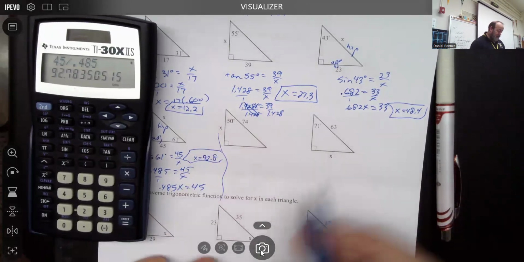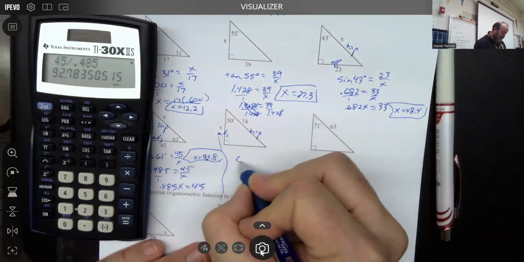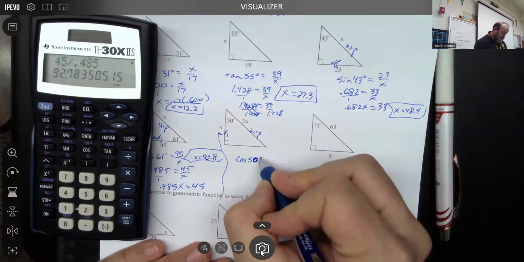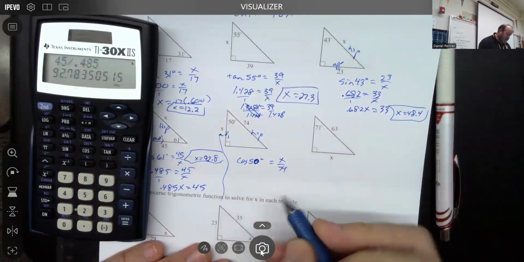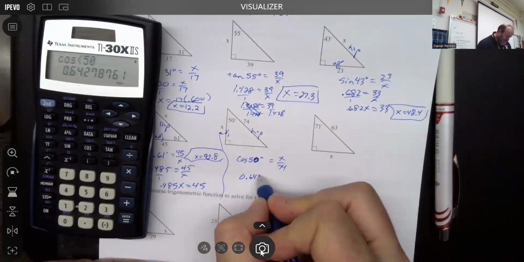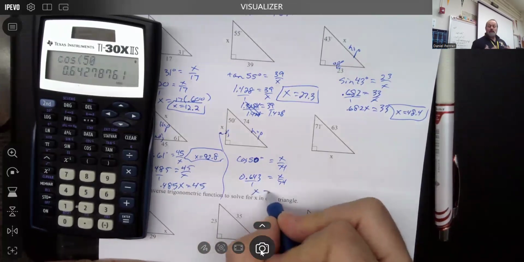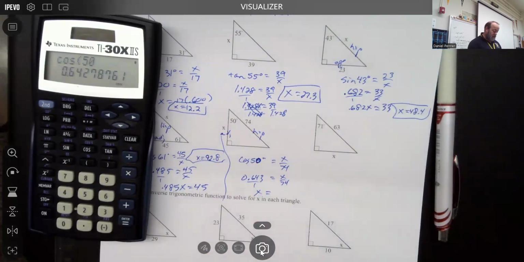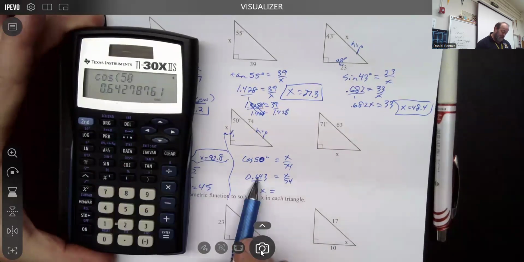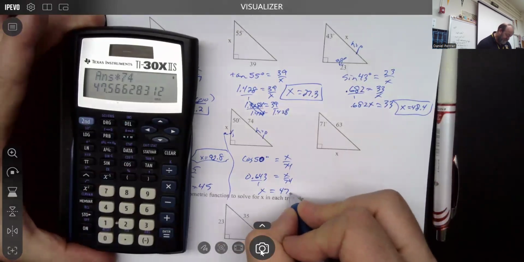Okay, two more to go. Almost done with this little section. This is adjacent, this is a hypotenuse, so that's looking like a cosine to me. So the cosine of 50 is adjacent over hypotenuse, and the cosine of 50 we're looking at is 0.643. Now, this is a nice one because when we cross multiply, 1 times x is just x. So this time I don't have that extra step, because as soon as I cross multiply, I'm done. I need to take this 0.643 and multiply it by 74, and I got 47.6.